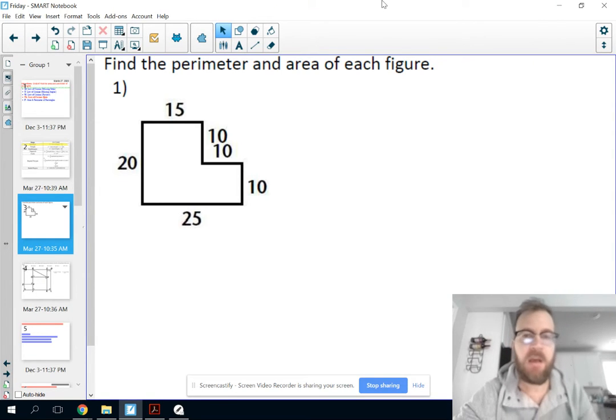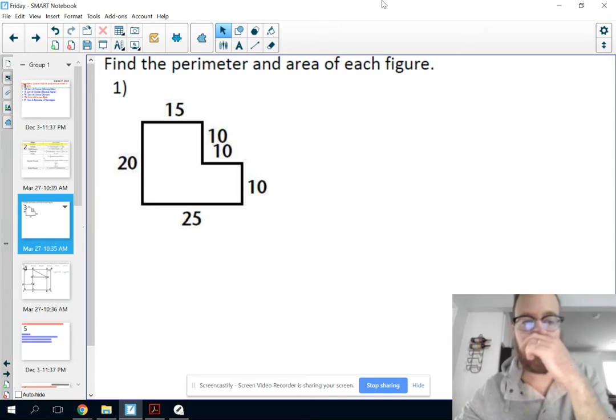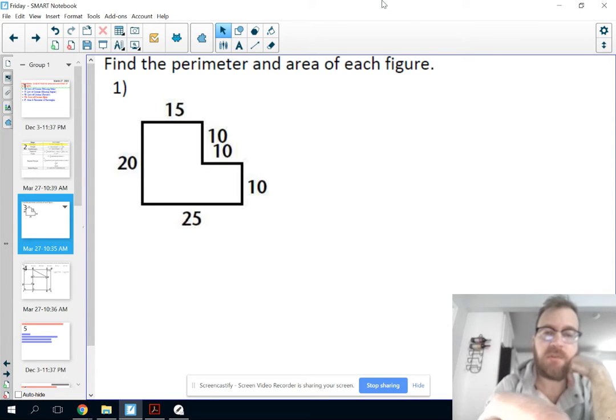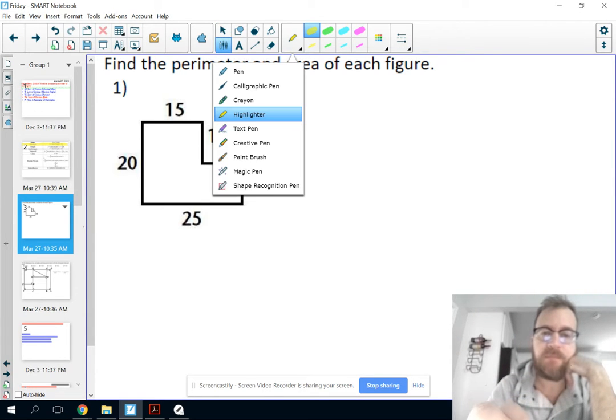So first problem, find the perimeter and area of the figure. So it doesn't look like a rectangle here. It looks like kind of a capital L. But what you can do is break this shape up into multiple rectangles. So there's a few ways you can go about doing that. We'll go over both of them.